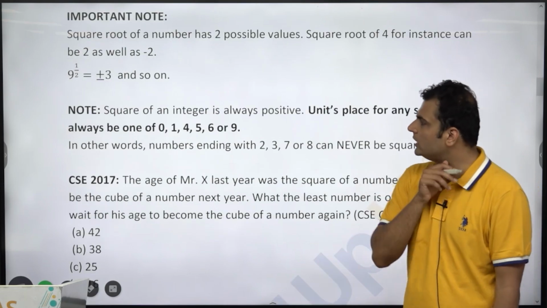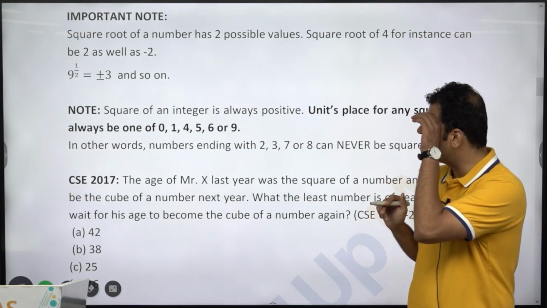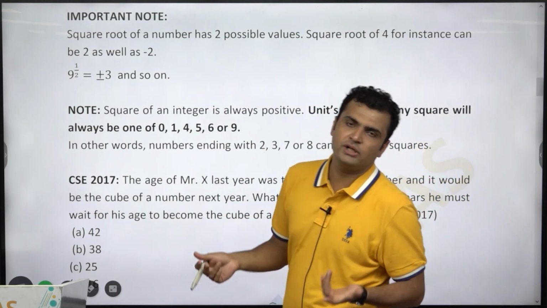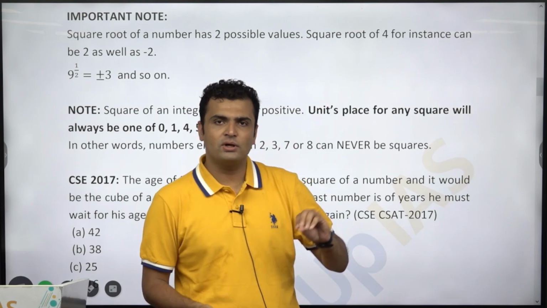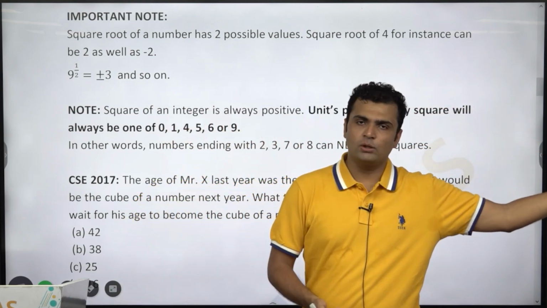Next, this is a very intriguing note that the square of any integer is always positive, because an integer can be positive, negative or 0. 0 squared is 0. Then the square of a positive number would be positive, of course. Plus 2 into plus 2 would be plus 4. So it will be positive.